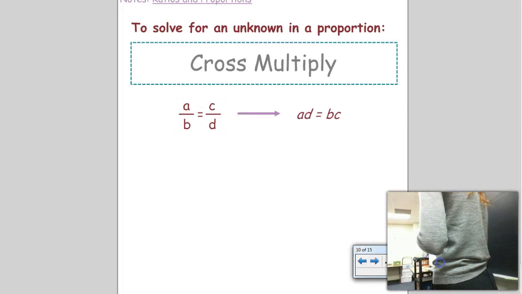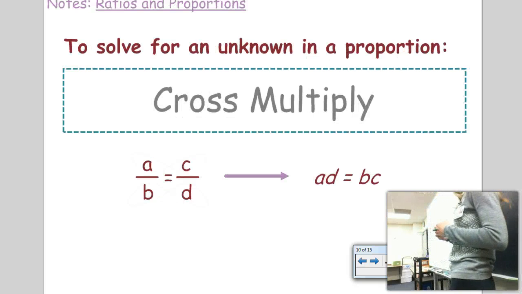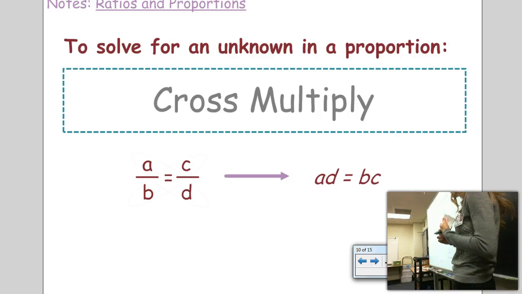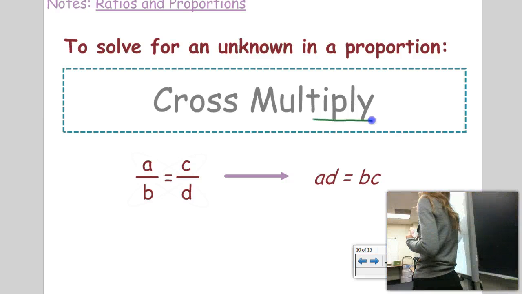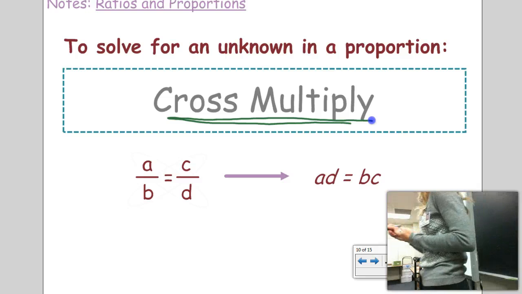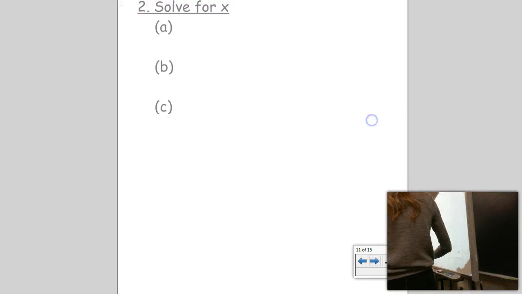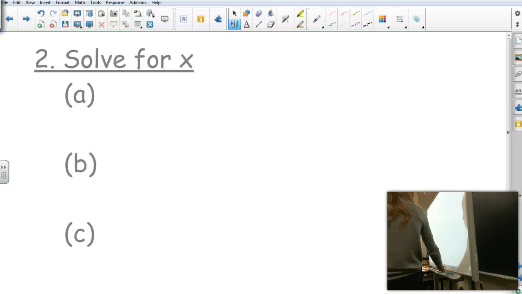Okay, so sometimes in a proportion, we're not going to know one of the variables. And so if we would like to solve for one of them, we cross multiply. So where are we? Okay, so on number 2A, we're going to solve for x. I'm going to let you do that. Go ahead and cross multiply.